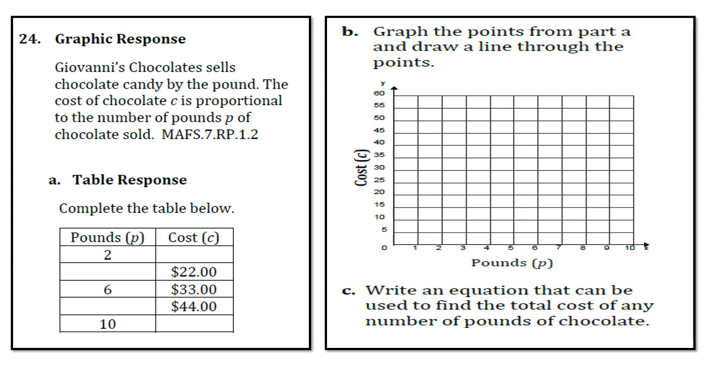All right, 24 is an involved question because it's dealing with 3 different parts. But we really want to make sure when we do this problem that I want you to see the relationship between a table, a graph, and an equation. So when we're looking at this example, all of these pictures are going to represent the same data or the same information. So let's take a look at the question and read it and see what it says. It says Giovanni's Chocolates sells chocolate candy by the pound. The cost of chocolate C is proportional to the number of pounds P of chocolate sold.